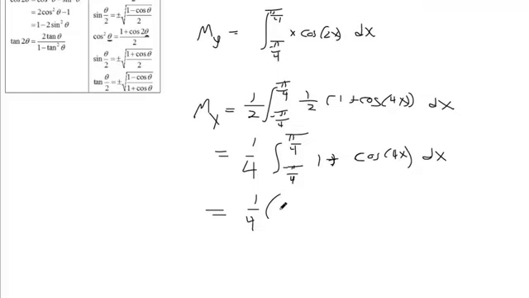So that's going to be x, evaluated from negative pi over 4 to pi over 4, plus the antiderivative of cosine, which is sine, because the derivative of sine is cosine, but we need a 1/4. That way, when you take the derivative, you have something to cancel out the 4 that results from the chain rule.